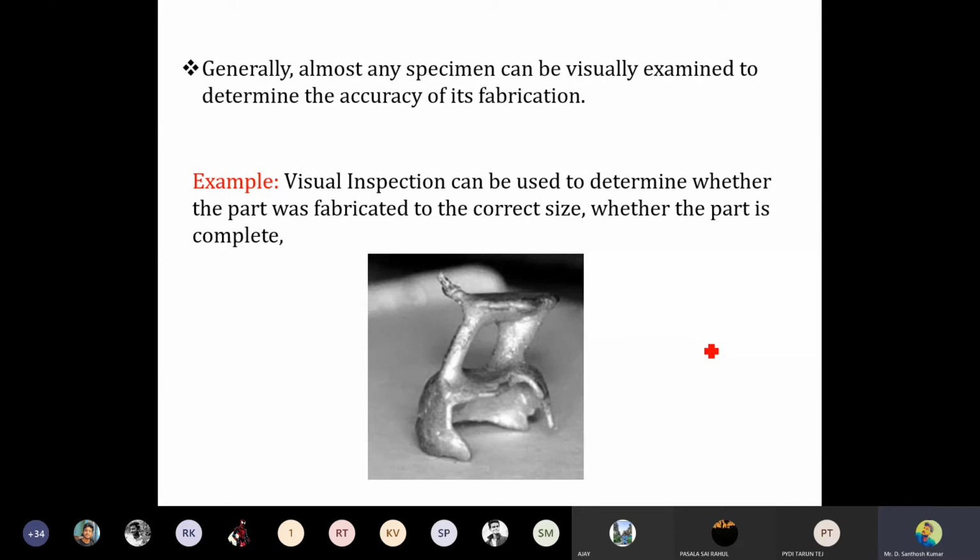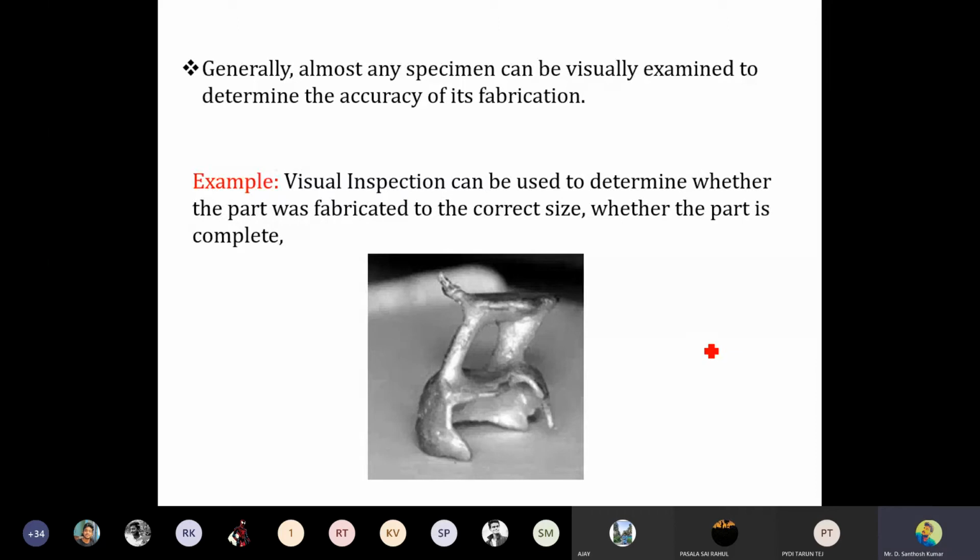Generally, almost any specimen can easily be examined to determine the accuracy of its fabrication. For example, visual inspection can be used to determine whether the part was fabricated to the required size, and you can easily identify whether that particular part is fabricated as per the size or not. Why? Because if the size is macro, we easily identify it with our eye. But if it is nano size, it is very difficult to identify with our eye.